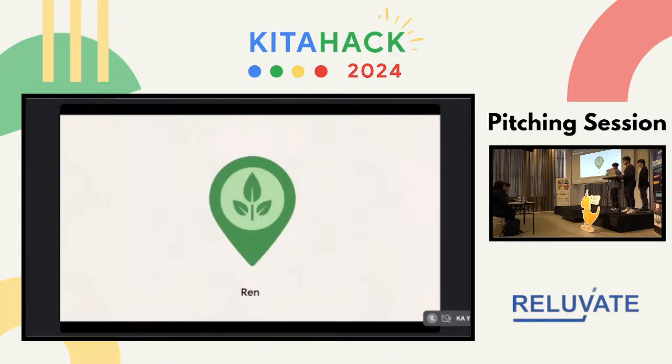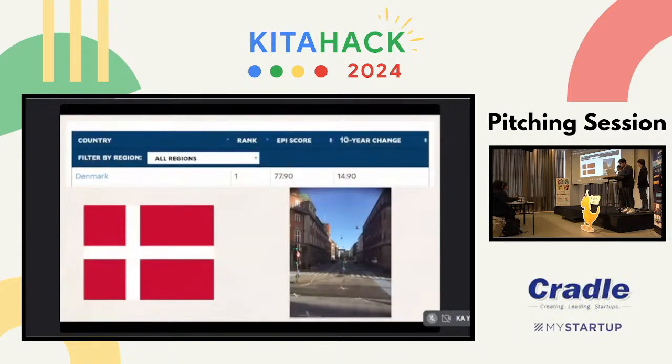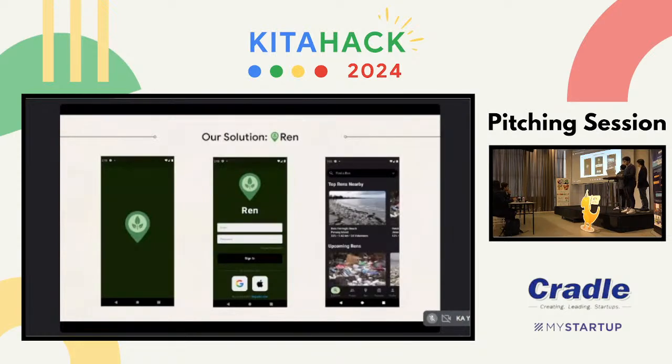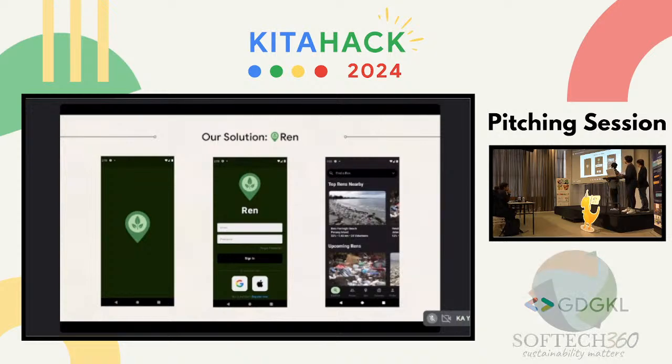Okay, so that finally leads us to our app. Our app name is Ren. Where does this come from? The name Ren comes from the word clean in Danish. Denmark is named as the cleanest country in the world. So our solution is basically a volunteering app where people can come together and help to clean up the environment. This is our login page. We have a home page which shows you all the Rens. A Ren is basically an event where people come together and clean up an area.